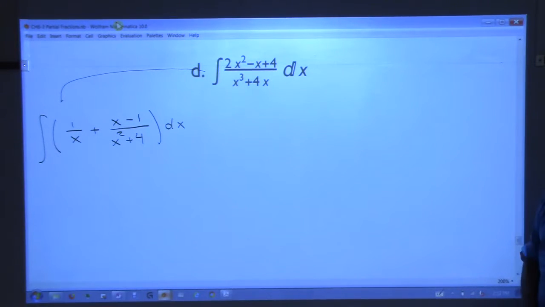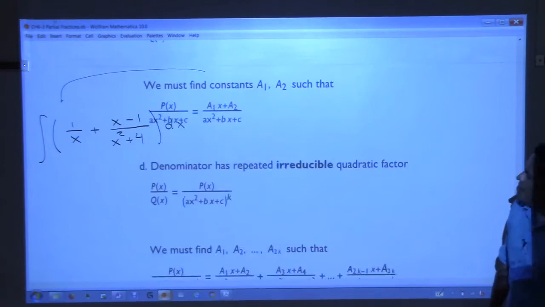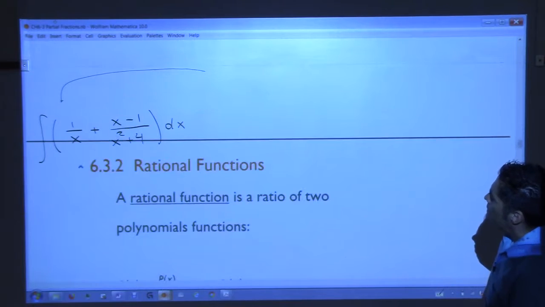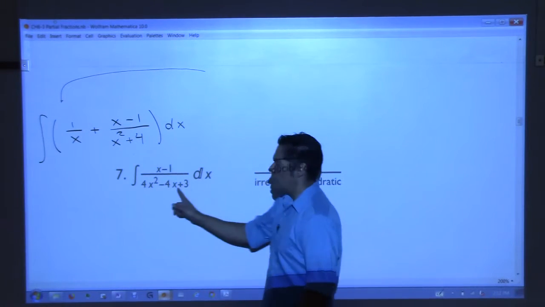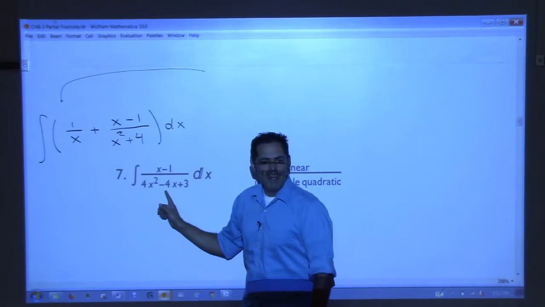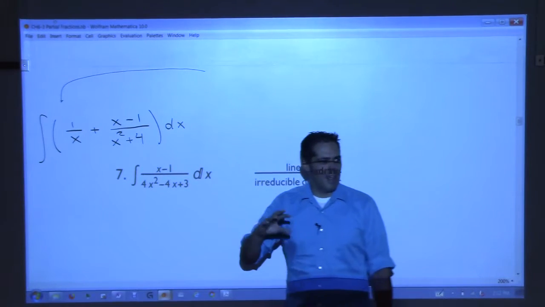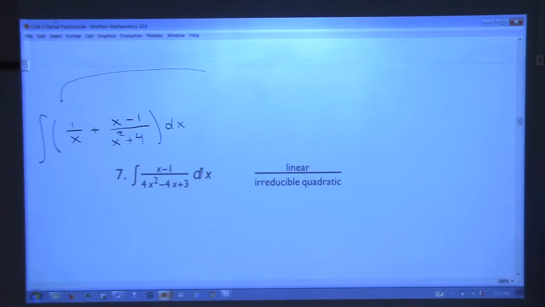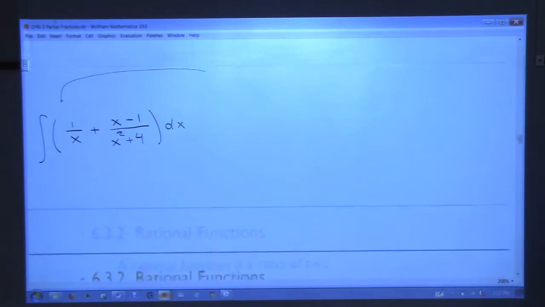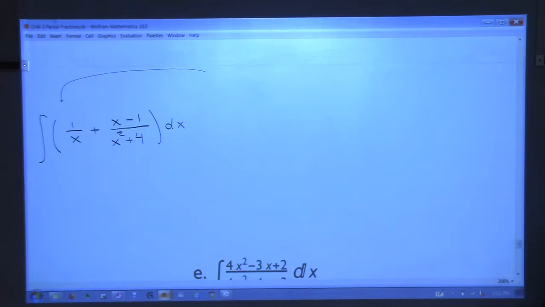It's not a number over x squared plus 4. Otherwise, it would be formula 17. It's a linear over an irreducible quadratic. This was that one where I made the numerator look like the derivative of the denominator, where I brought in that number. Remember, I did some magic on it first. That's what I'm going to do. Maybe. Let's take a look at it. We might be able to get around it.